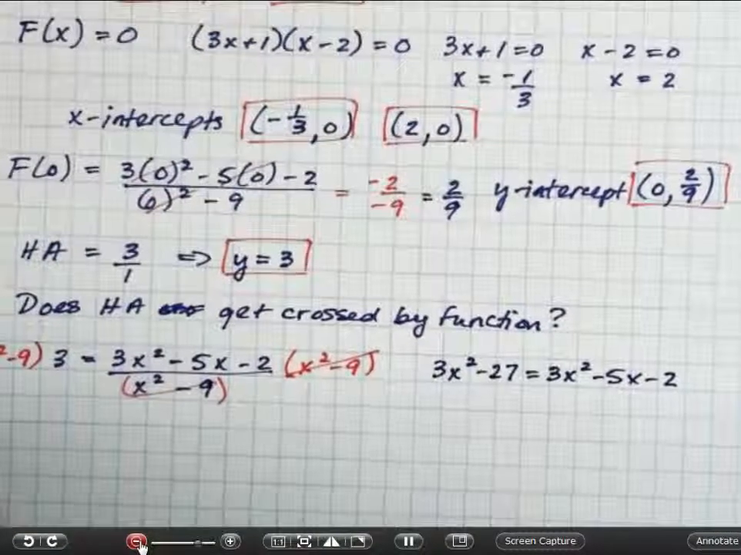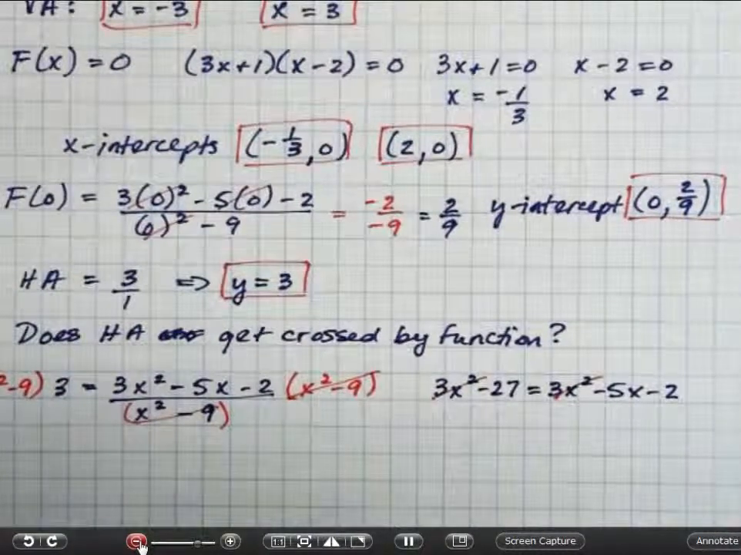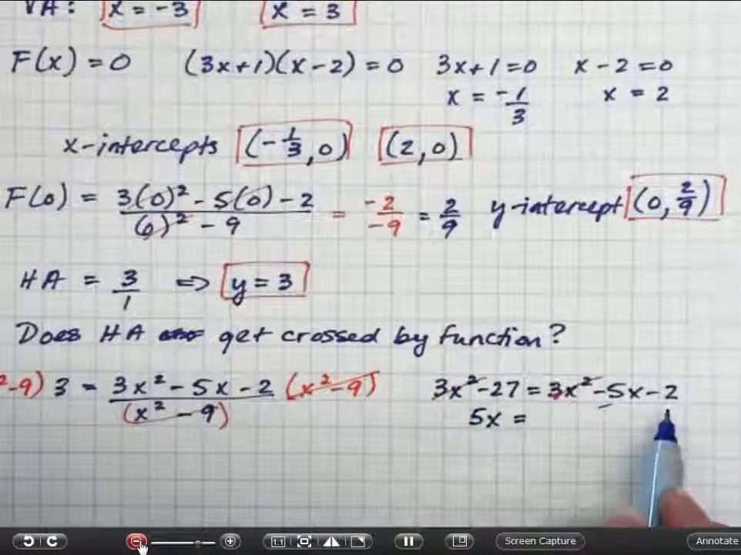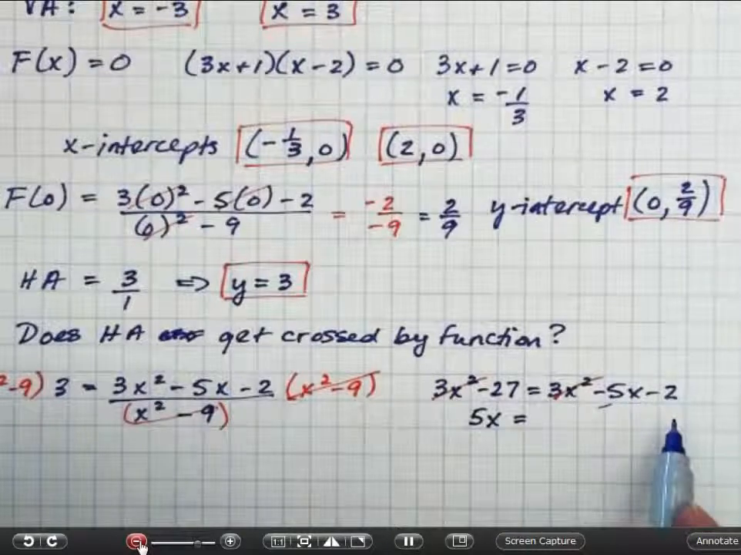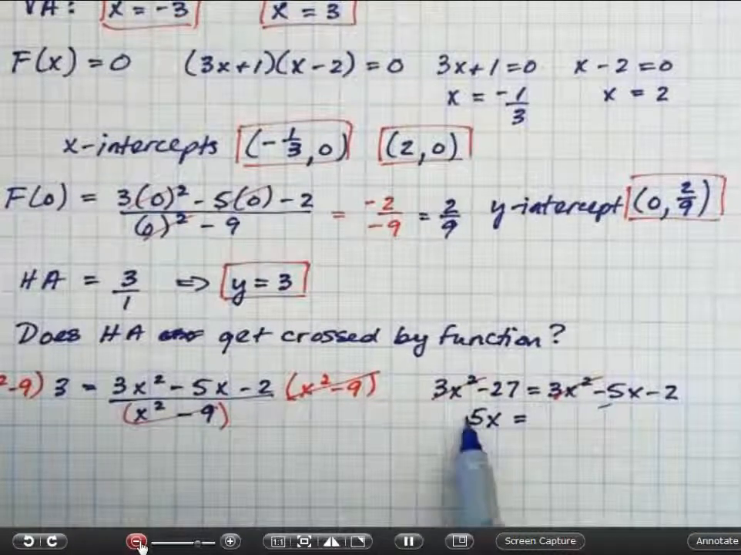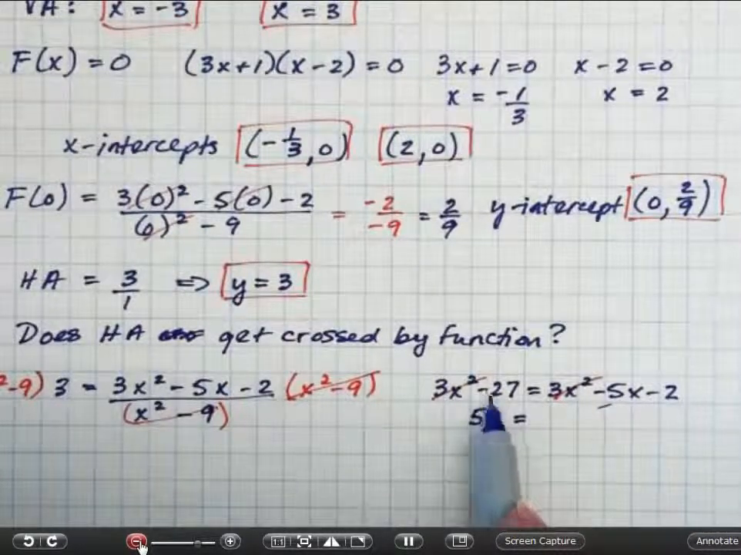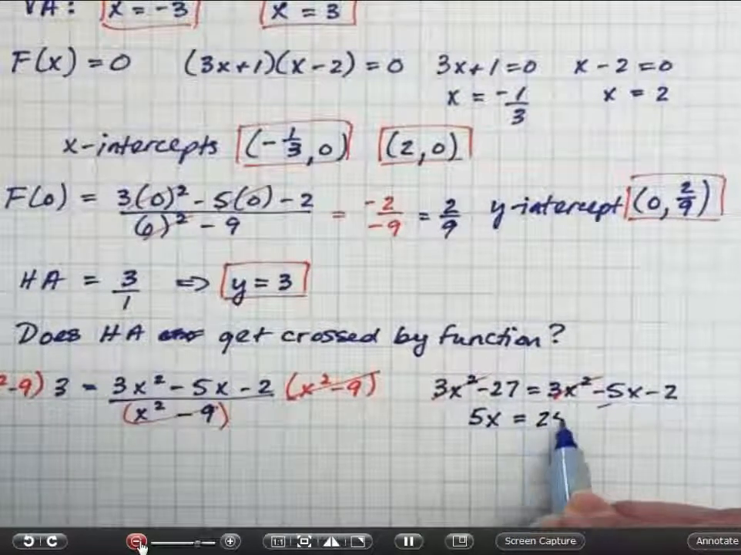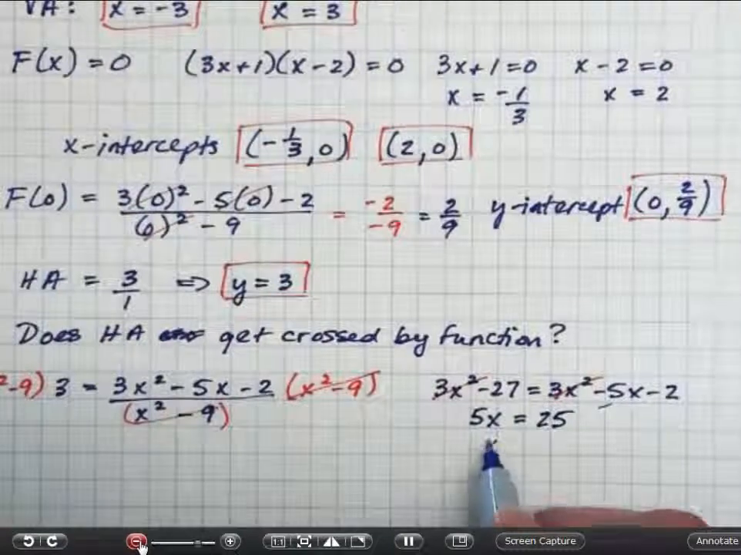Get your x squareds together. So then what I'm going to do is add 5x to the left side, and I'm going to bring the 27 over to the right side. So I'm going to be adding 27 to the right side. So I brought the 5x over, made it positive. I'm going to bring the 27 over, that makes it positive. So I end up with 5x equals 25, or x equals 5.